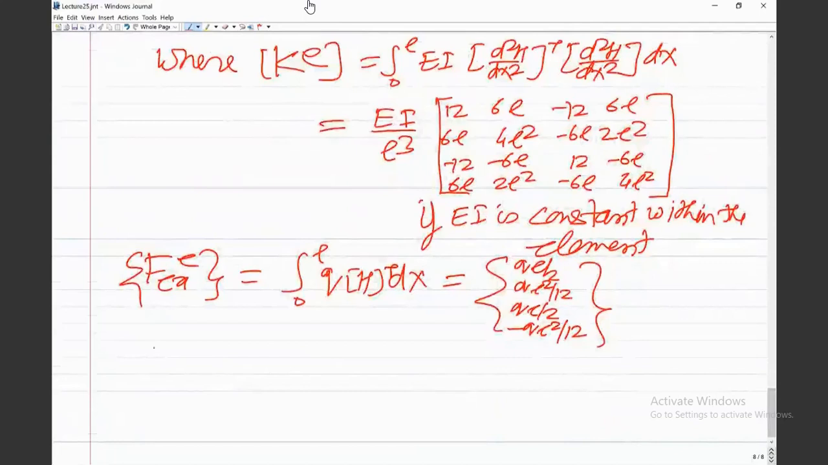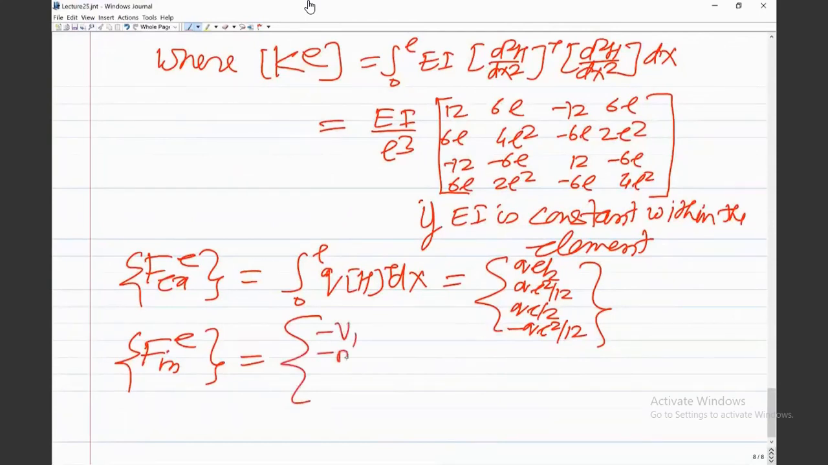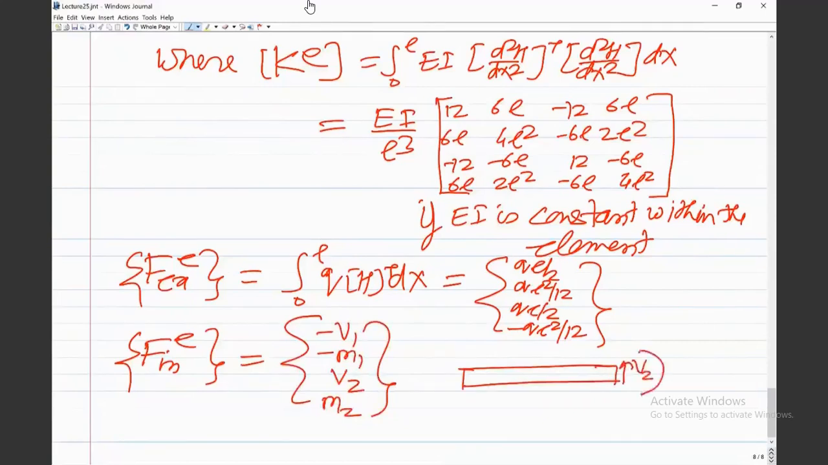And F internal for the element is minus V1, minus M1, V2 and M2. V is the shear force and M is the bending moment at the ends of the element. You have here capital V2, M2, and this side you have V1 and M1. So this forms the element level equation of motion for the Euler-Bernoulli beam element.